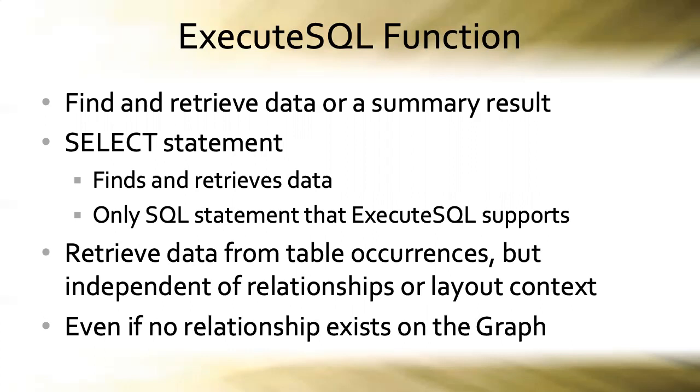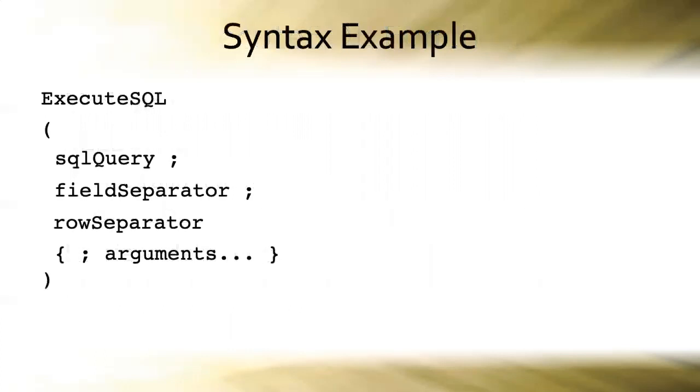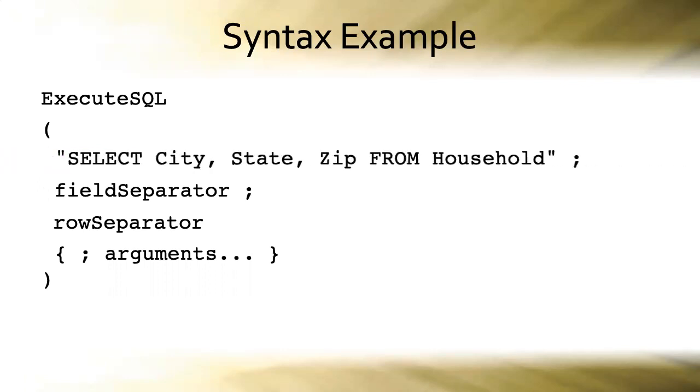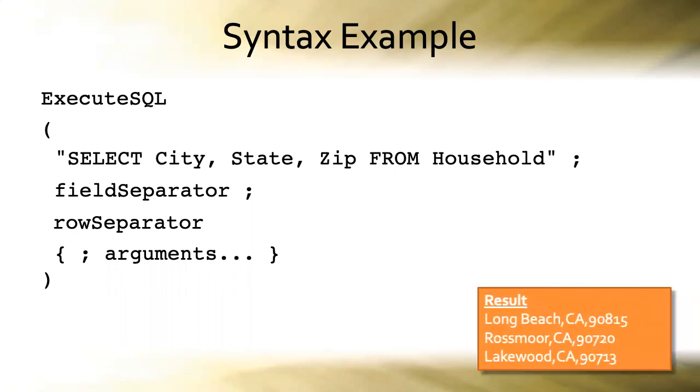Here's what the ExecuteSQL function looks like. Now, for readability, I've broken the arguments out into their own separate lines. The first three arguments are required and are usually enclosed in double quotes because they're strings of text. In the SQL query argument, we write an SQL select statement. For example, select or retrieve the city field, state field, and zip field from the household table. The result would be something like this.